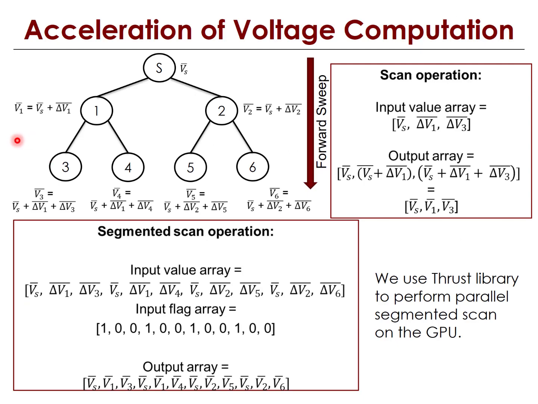We can use this example to show how segmented scan can be used to compute node voltages. Assume that the distribution tree only consists of two layers of a binary tree. So here's the first layer and here is the second layer. Voltage values of all nodes should be computed as indicated in this figure.